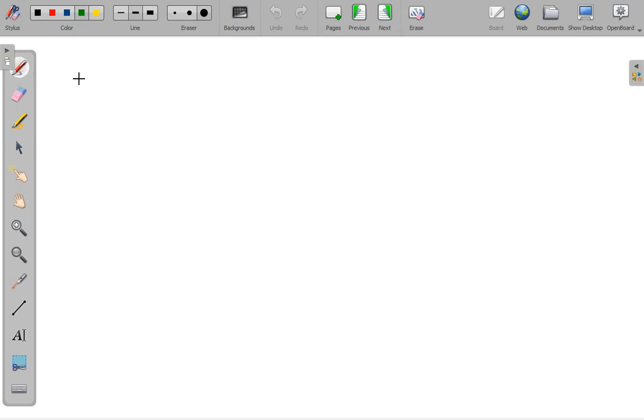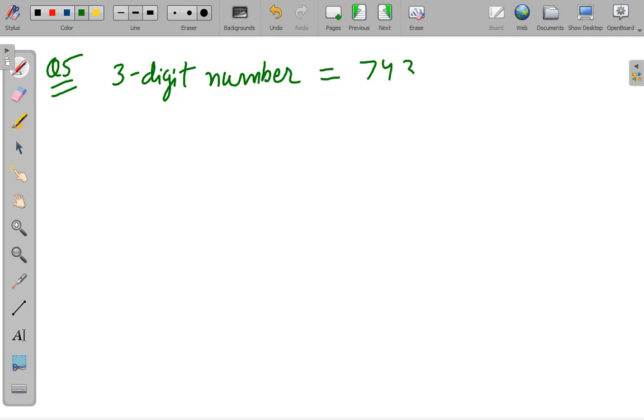Moving on, question number 5 now. Question number 5 was: write the quotient when the difference of a 3-digit number and the number obtained by reversing the digits. You are given a 3-digit number, 743.